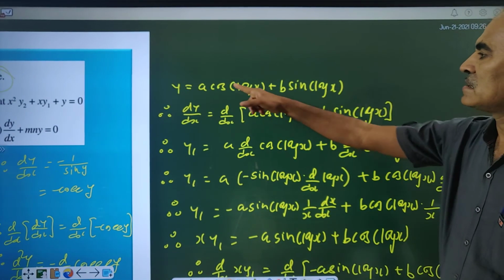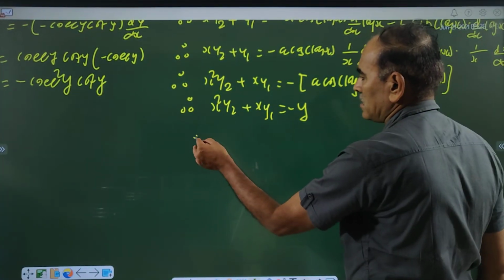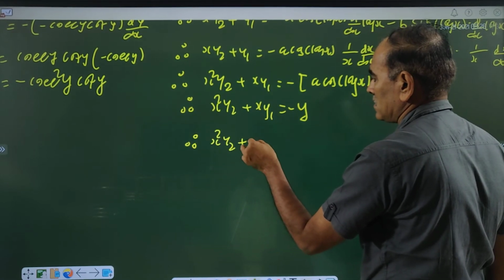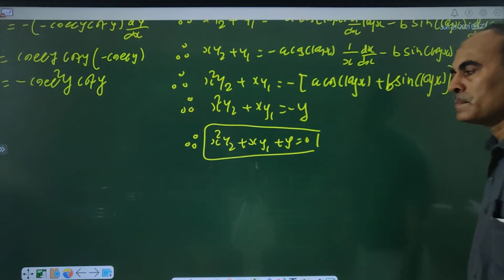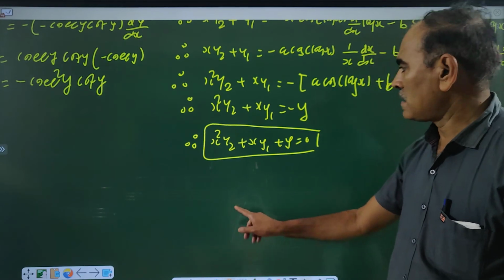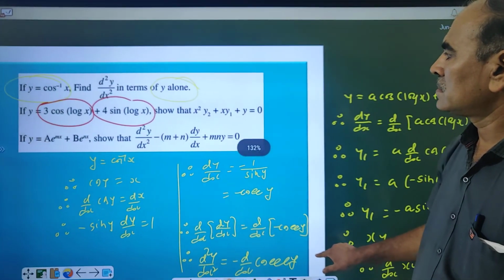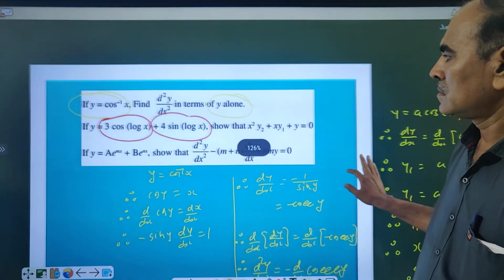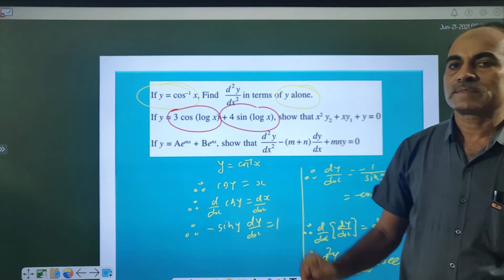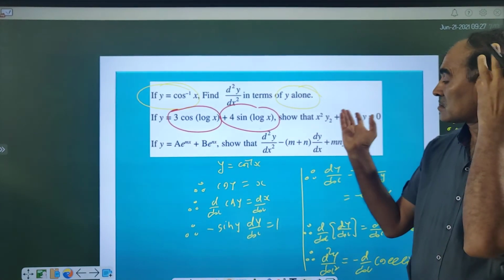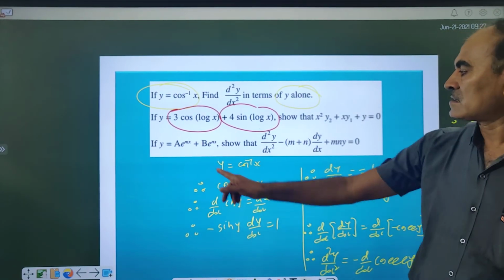a cos log x plus b sin log x is equal to y. So what we get? x square y2 plus xy1 plus y is equal to 0, and that we want to prove. Okay. Now dear friends, all of you are able to solve this example: y is equal to 3 cos log x plus 4 sin log x. At the same time, the constant does not play any role.